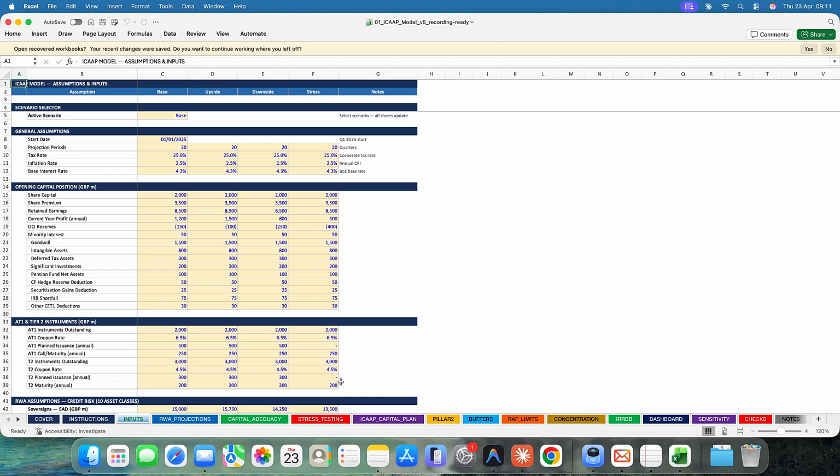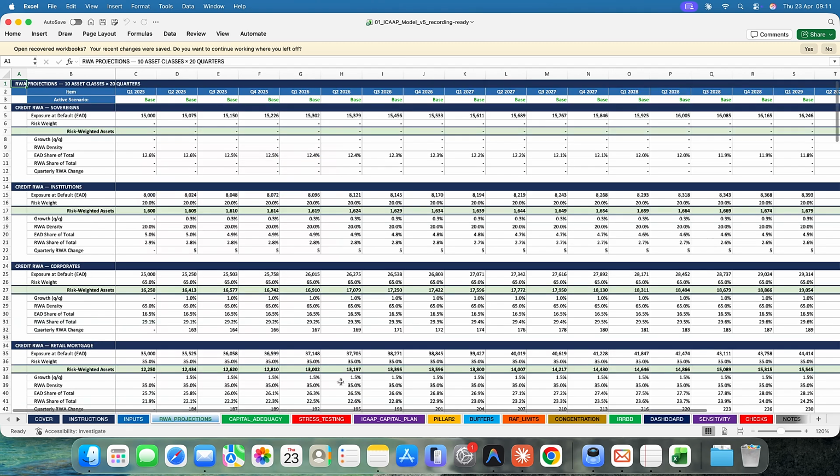The RWA engine is where your capital number actually gets built. 10 asset classes, 20 quarters, full Basel approach. Each quarter, each class, exposure times risk weight, aggregated to total credit RWA. Market and op risk alongside. 20 quarters of projected RWAs, moving with your business plan.